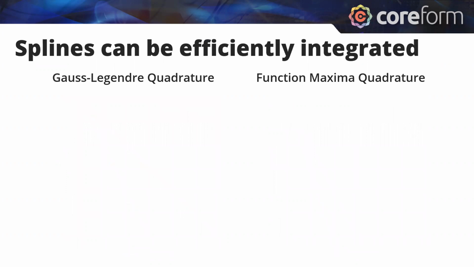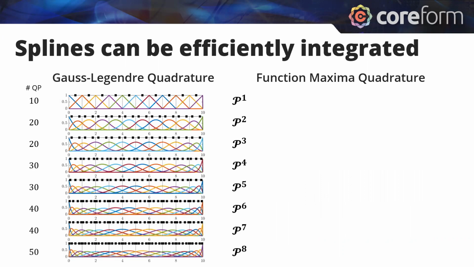Another value of having splines and high order splines is that we can efficiently integrate them. This is some work coming out of Coreform, and one of our developers, who's also a PhD candidate, has been working on this function maxima quadrature. If we look at traditional Gauss quadrature, as we increase degree, we get a proliferation of quadrature points that are increasing pretty drastically here. So if we want to get eventually to an 8th order element, for this 10 element mesh we have something like 50 quadrature points in our model. And quadrature points are the expense of analysis.